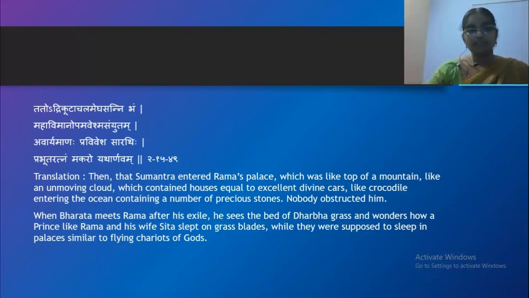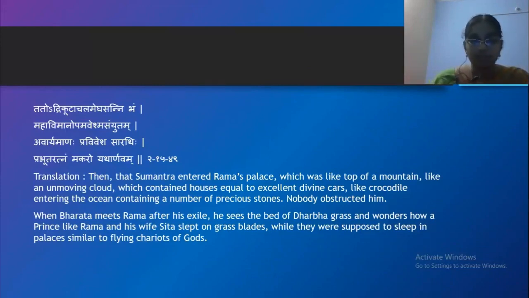So now this is another sloka. It is said then that Sumantra entered Rama's palace, which was like the top of a mountain, like an unmoving cloud, which contained houses equal to excellent divine cars, like a crocodile entering the ocean containing a number of precious stones. So nobody obstructed him. So this is an experience.